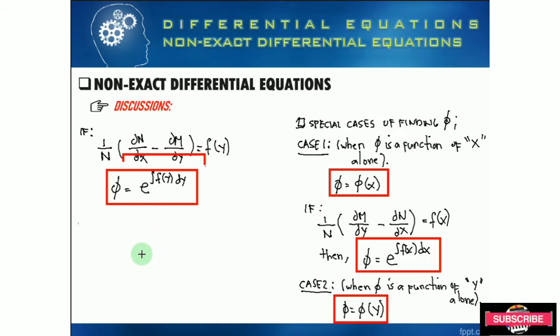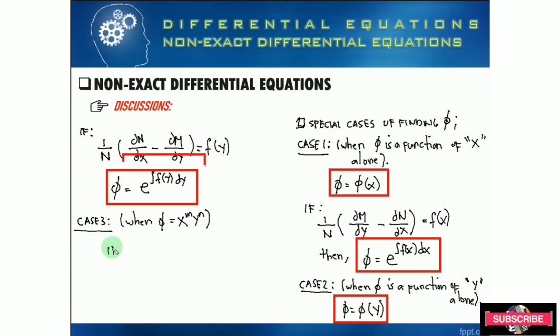Okay, and we now have this case number 3, so we may write here case number 3. Okay, so what is this case number 3? So when your phi is just equal to x raised to the m times y raised to the n. Okay, this is our case number 3.